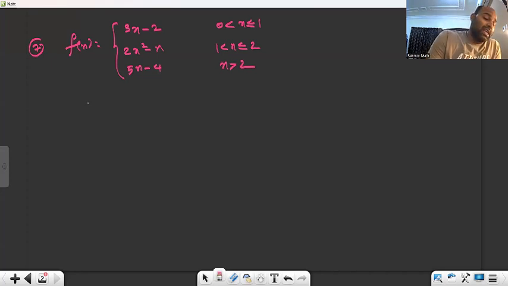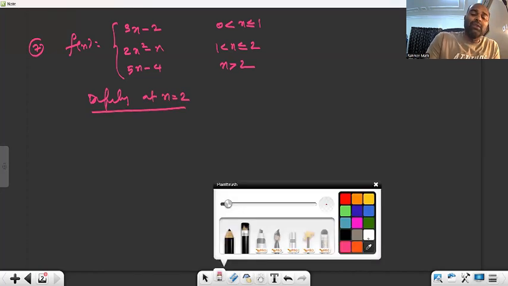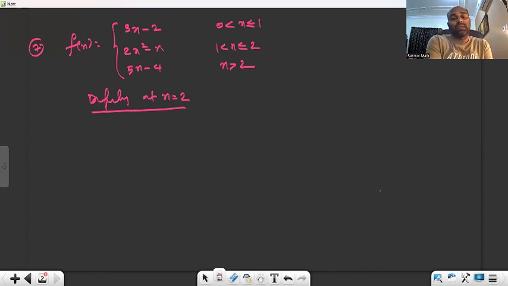So you're right: differentiability at x equal to 2. Even if you are writing continuity, we'll write continuity at x equal to 2. First, try to understand: every differentiable function is continuous, but every continuous function need not be differentiable. So differentiability at x equal to 2, this is the topic.